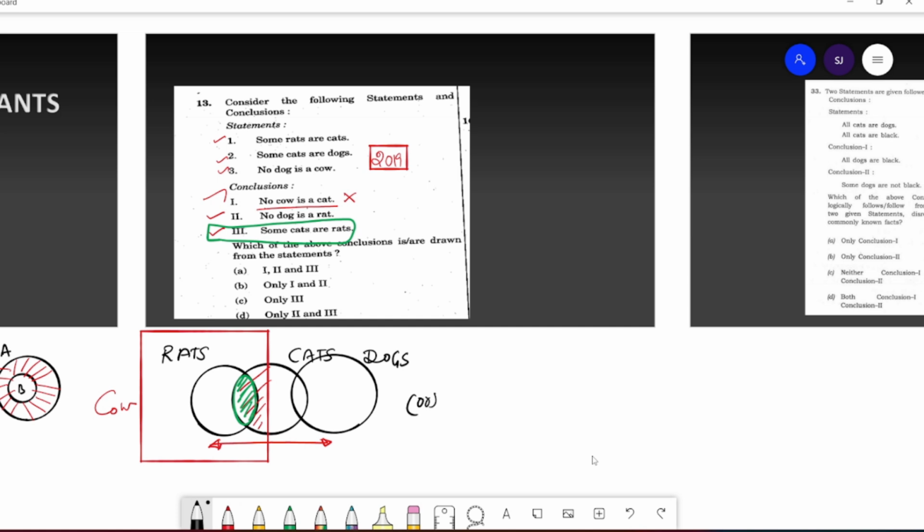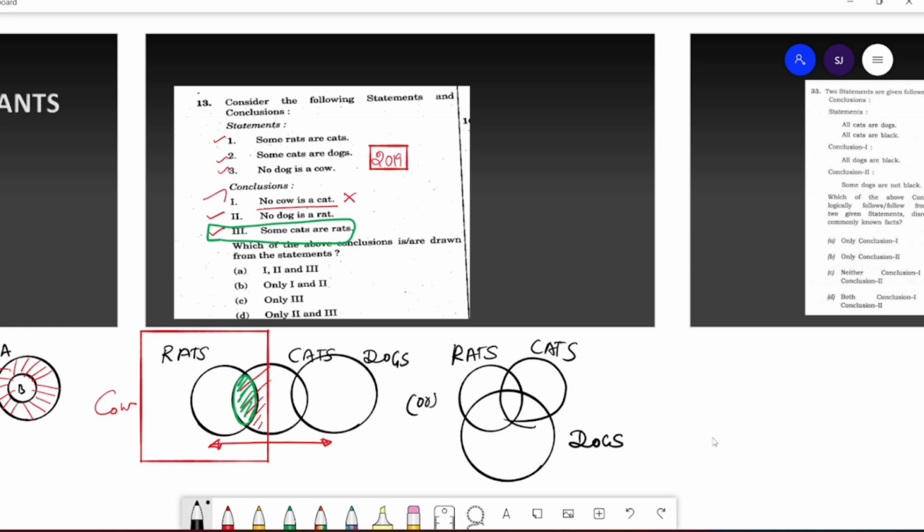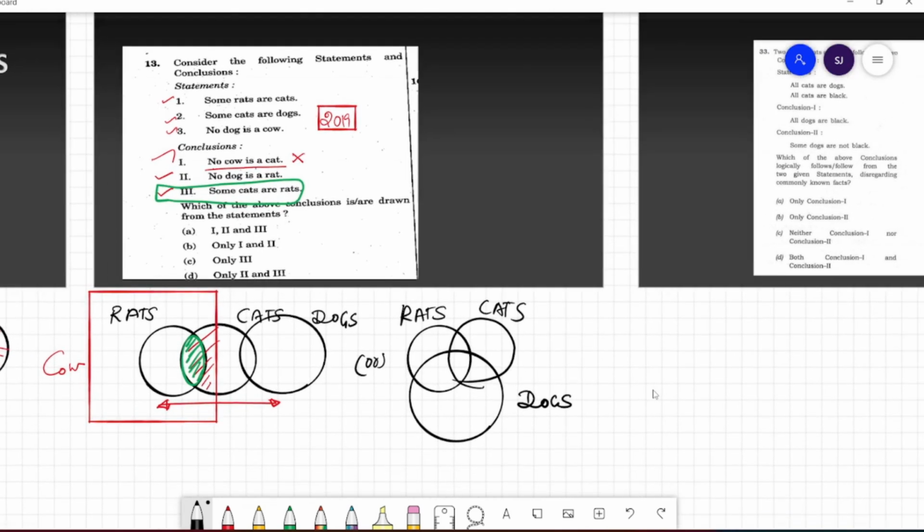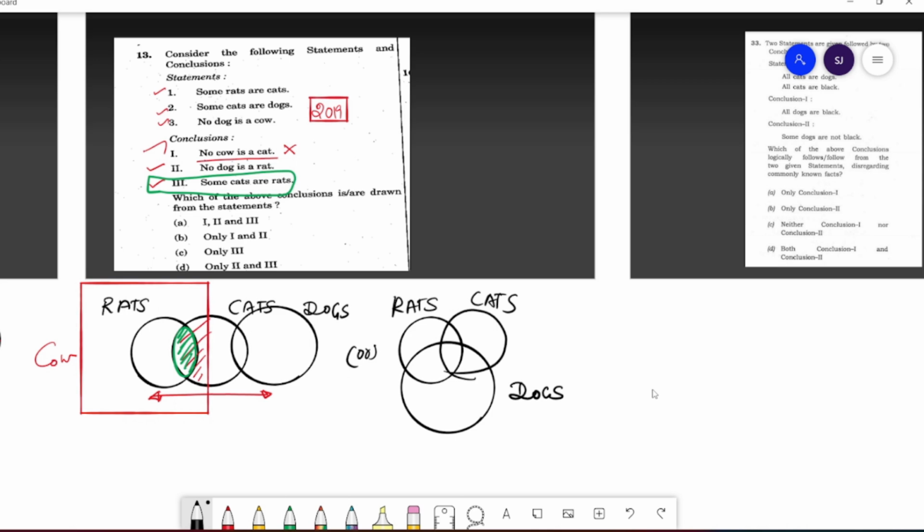So now come to this point. Now, some rats are cats. So look at this, some rats are cats. So this is rat, this is cat. And then some cats are dogs. Actually, it can be represented this way. And then you put one more thing, which is no dog is a cow. Okay, no dog is a cow. So I may have this as well, right? So no dog is a cow.